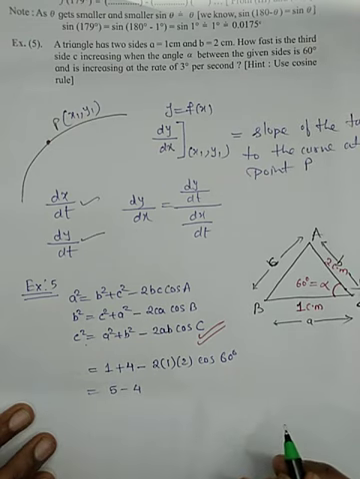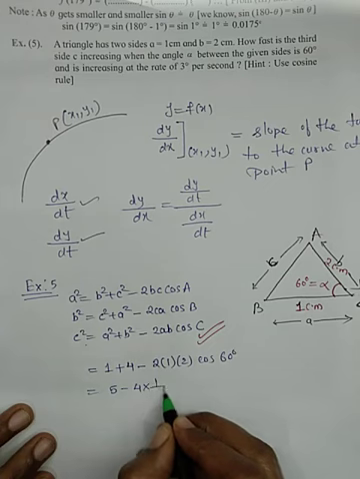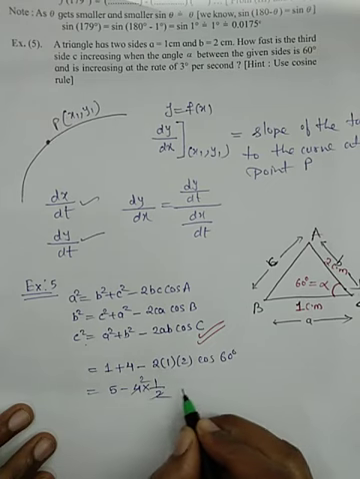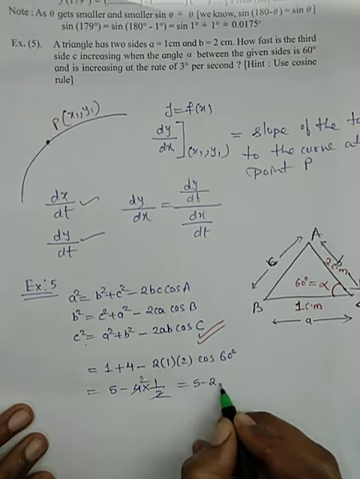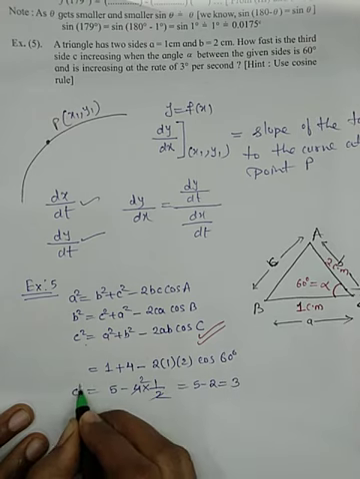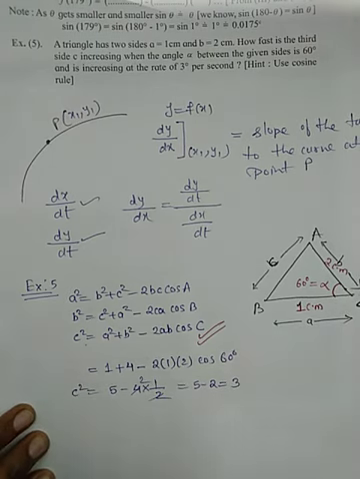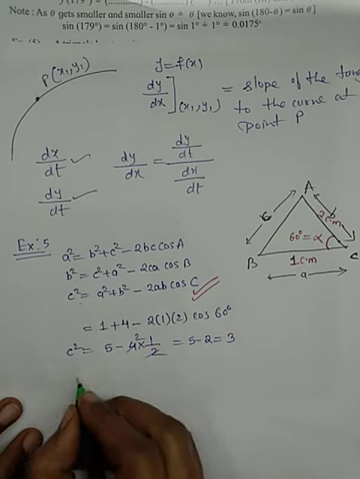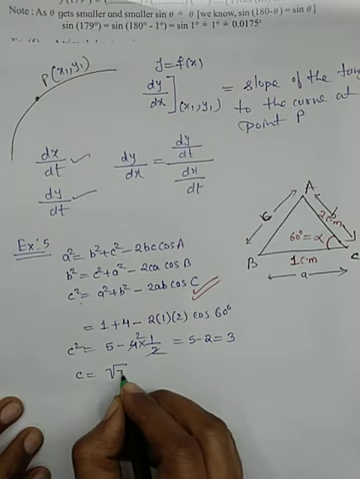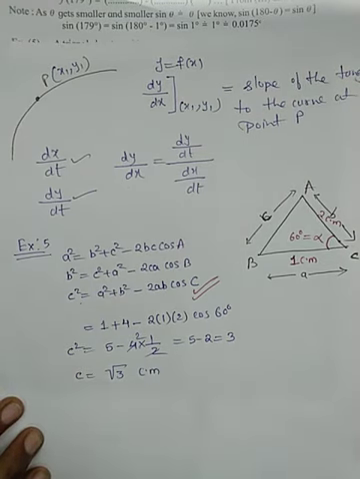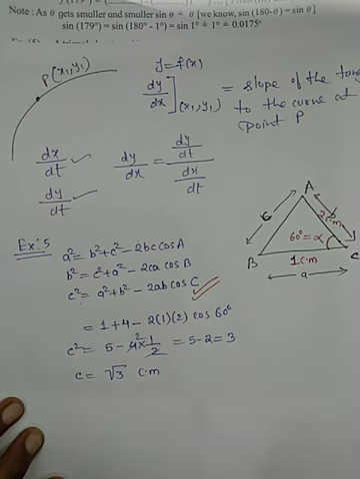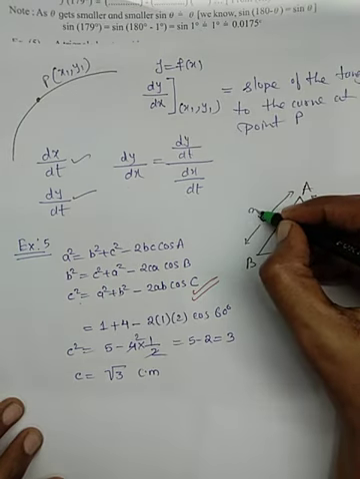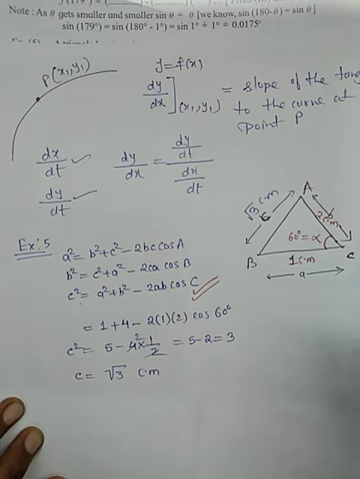What is cos 60 degree? It is 1 upon 2. 1 upon 2, 2 into 4 is... and that is 5 minus 2, which is equal to 3. Thus, the value of C square is 3. We want to find C, and C is equal to square root of 3. And it is in centimeter. Thus, we have got side C. The length of C is nothing but square root of 3 centimeter. Is it clear?